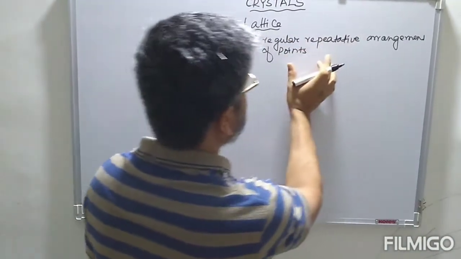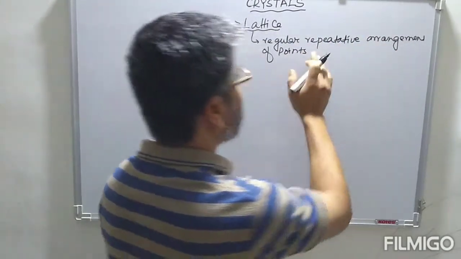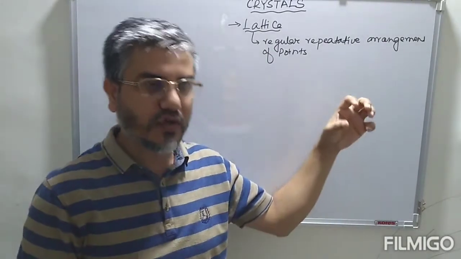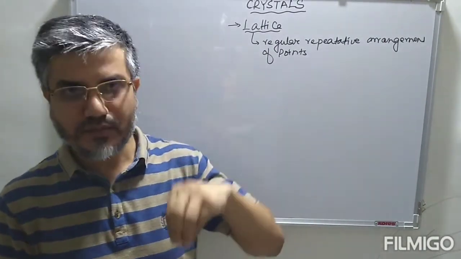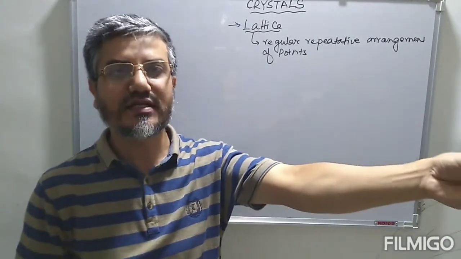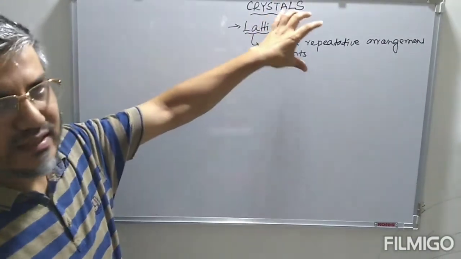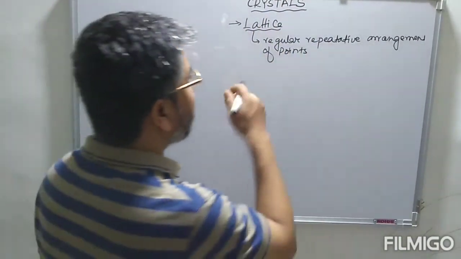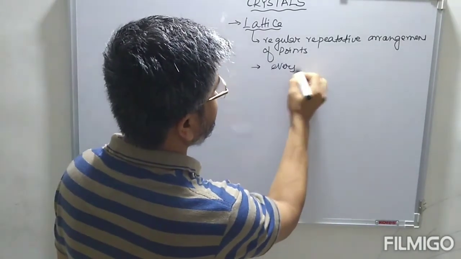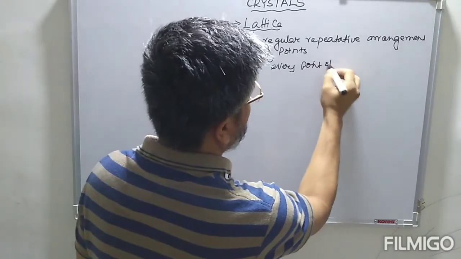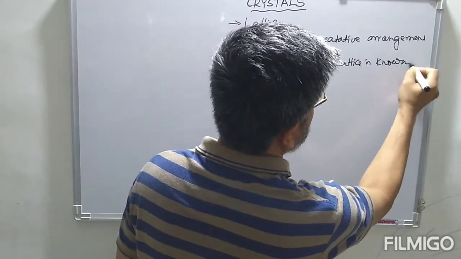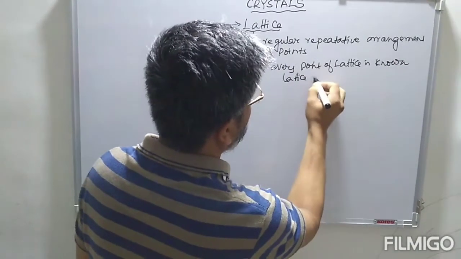So look at this, we have used the term regular repetitive arrangement of points such that the surrounding or the environment of any point is similar or the same as every other point in the crystal. That is what we call a lattice. And every point of a lattice is known as a lattice point.